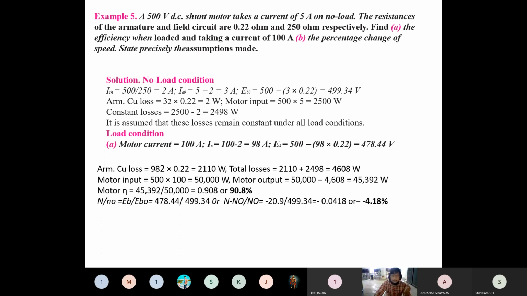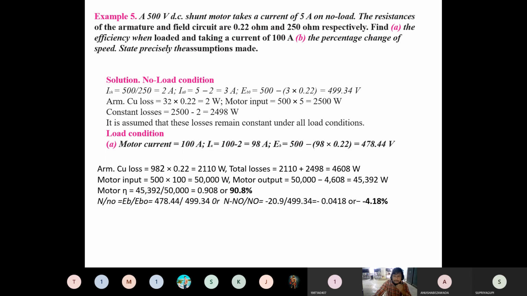First of all, you have to observe the problem clearly. A 500 volt DC shunt motor takes a current of 5 amperes on no load condition, so this is nothing but IL naught. This problem belongs to the Swinburne test also. Terminal voltage is 500 volts, IL naught is 5 amperes, the armature resistance RA is 0.22 ohm and RSH is 250 ohms. Now find the efficiency.